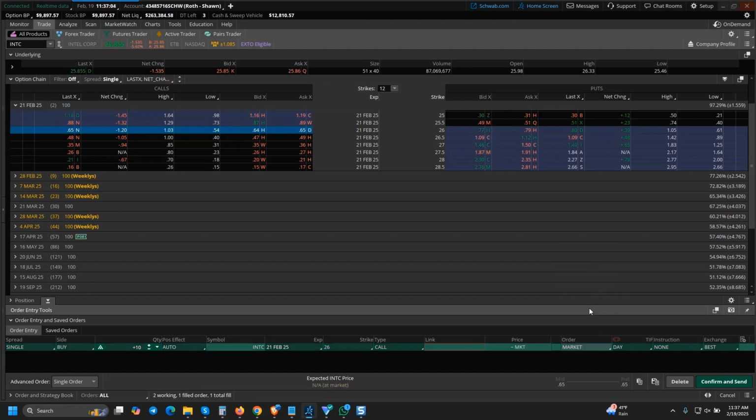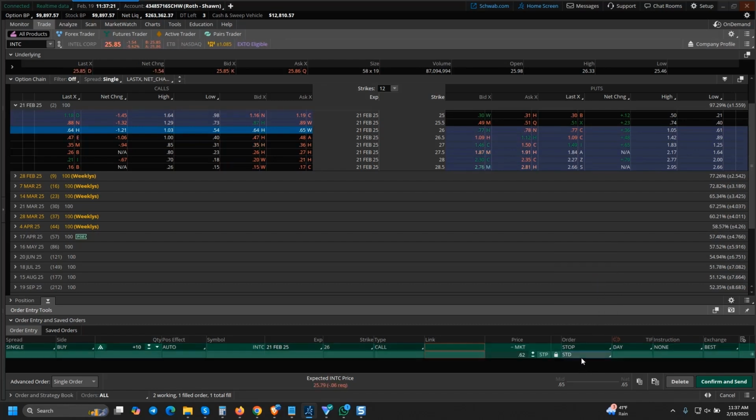I can buy it at the market, which means it would give me the best price that they could currently get, but that might not be 66 cents or 65 cents. It might be 70 cents when that order hits the market. I might get a big surprise. It could also be a good surprise, but oftentimes it's not a good surprise.